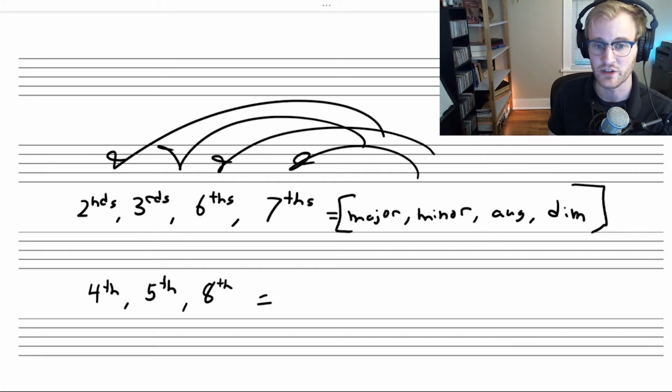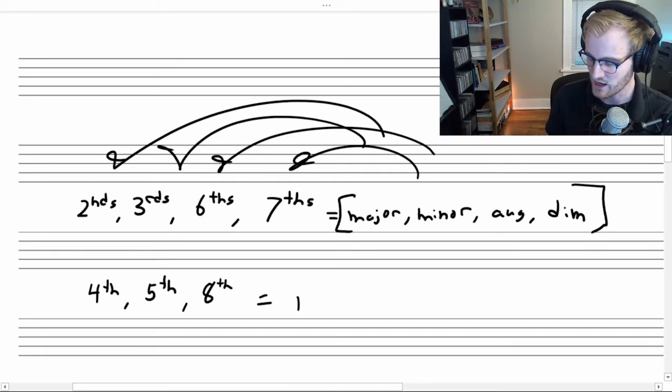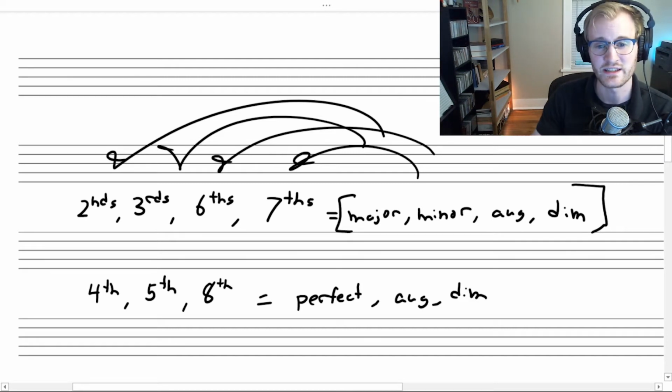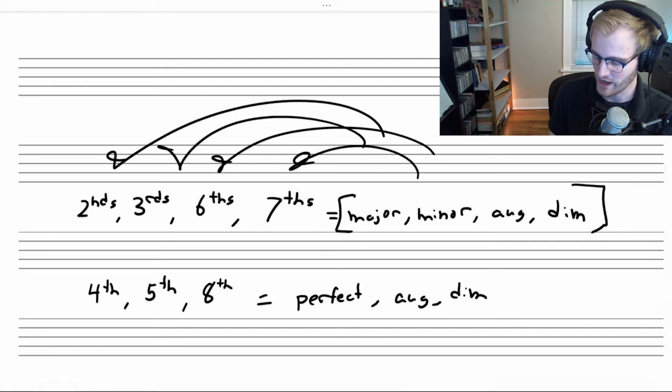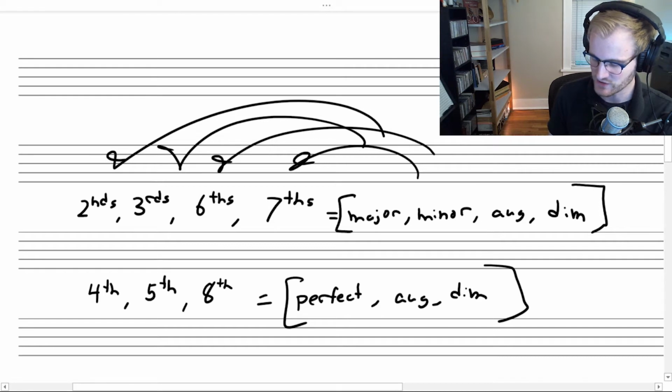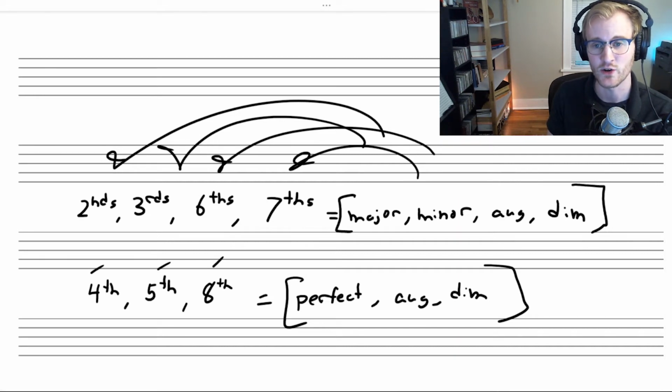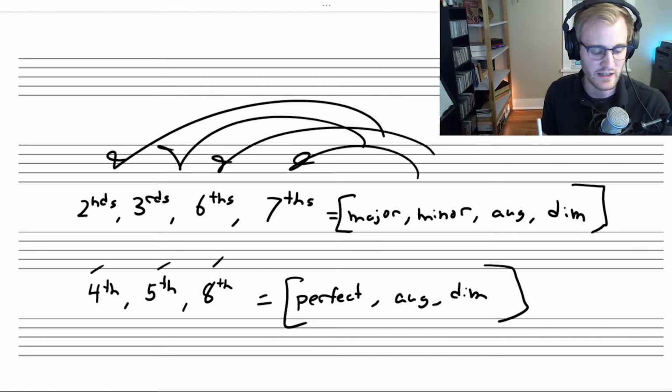So for example, the fourth, fifth, and octave can come as perfect, or augmented, or diminished. I mention this because it's a good habit to get into right away to recognize that intervals like the fourth, fifth, and octave can never be referred to as major or minor. They can only be referred to as perfect, augmented, or diminished. And I mention this for a couple of reasons.